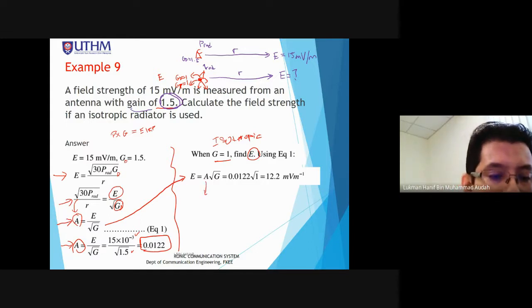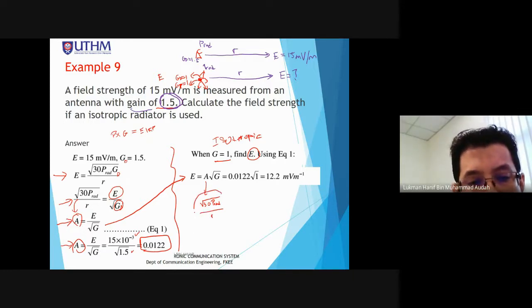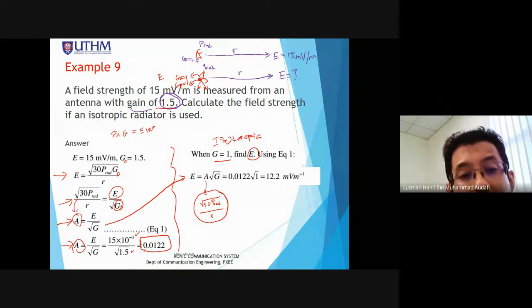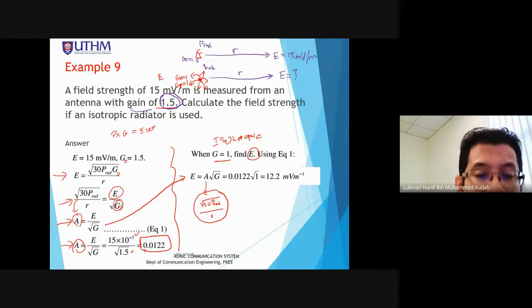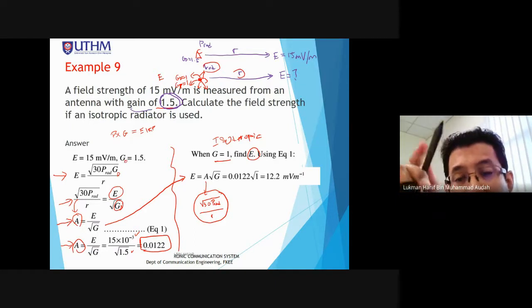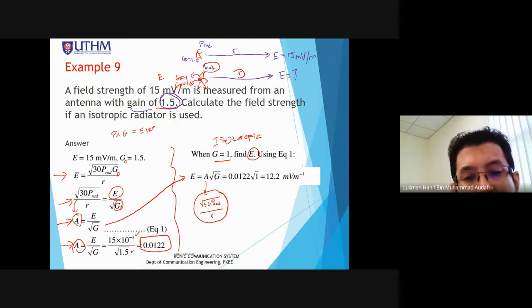Apakah A? A adalah bersamaan dengan square root of 30 times P radiation dibahagikan dengan distance. Yang mana ini adalah constant adalah sama juga untuk situasi kalau kita tukar kepada isotropik. Tadi saya katakan kita nak menggunakan P radiation yang sama dan juga distance yang sama. Kita nak mengukur berapakah nilai E field. Okay, so now the parameter that is different is only the gain. Hanya gain saja yang berubah dalam konteks ini.